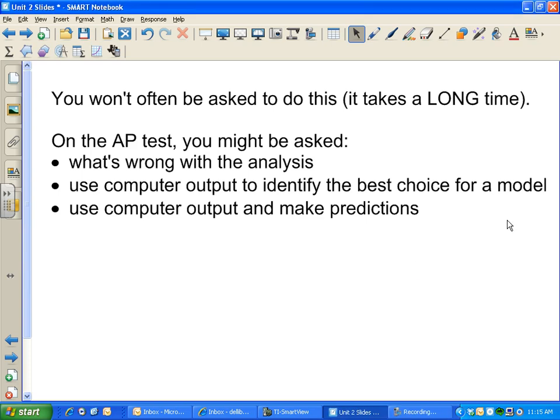Right, so we're finishing up Chapter 10 today, and I told you I'd tell you the good news. You won't be asked to do this on the AP test. I said often because I can never guarantee what's going to show up, but I have never seen a student be asked to come up with a transformation on the AP exam.